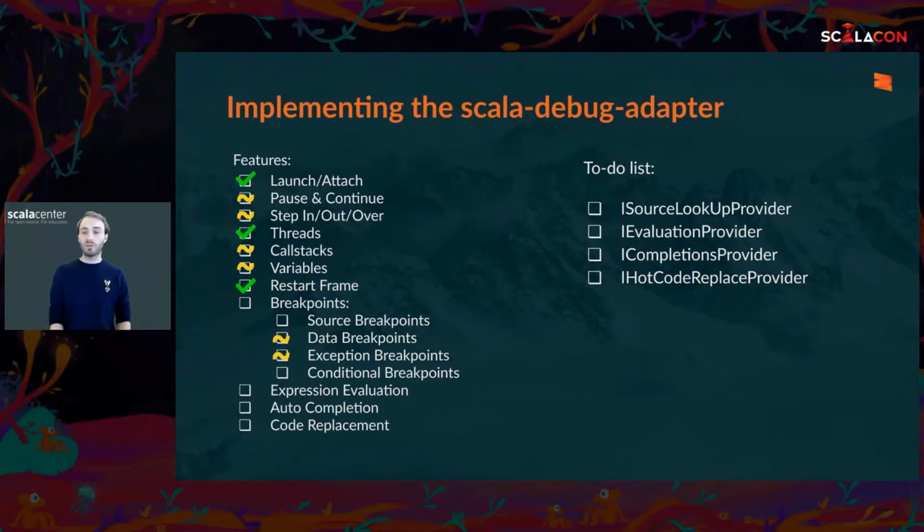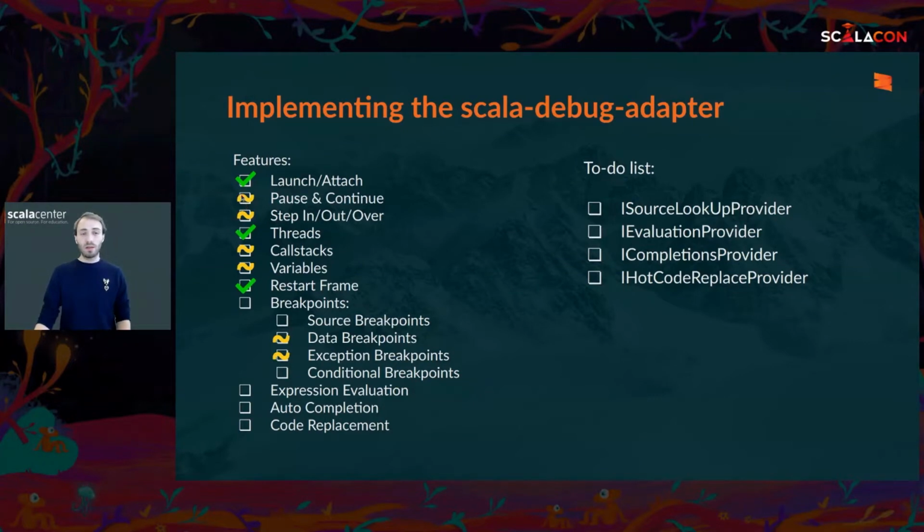Okay, so this is our to-do list. On the left are the features that we can get from the Java debug server. Some we get for free, or almost for free, like the launch request. To get the launch request, we need just to configure the Java command line. And for the attach request, we just need to find an available port and connect to it.